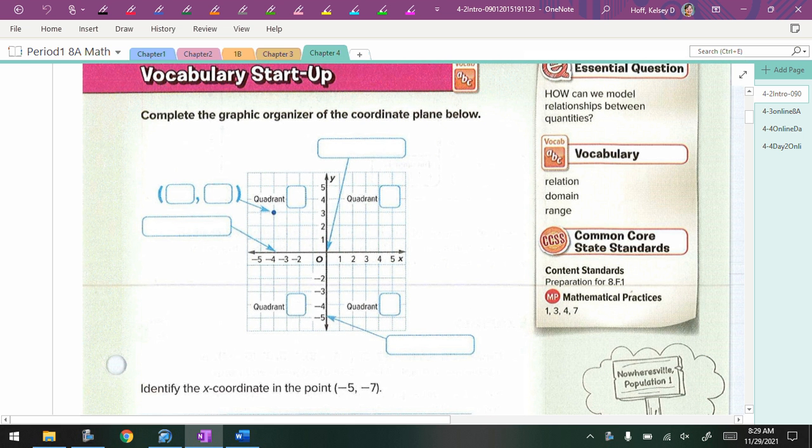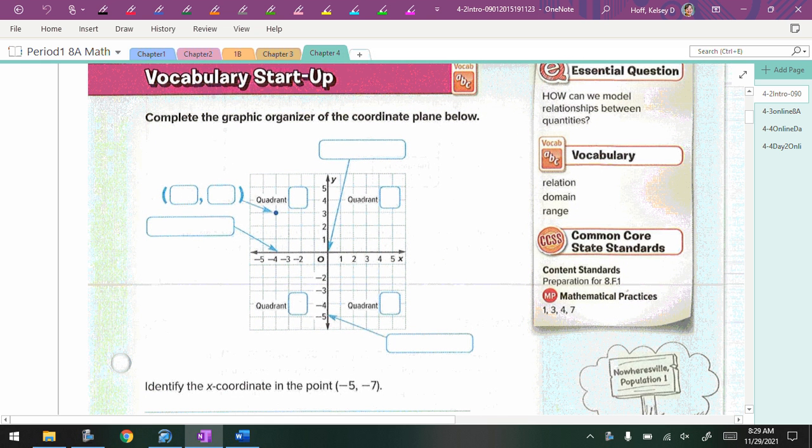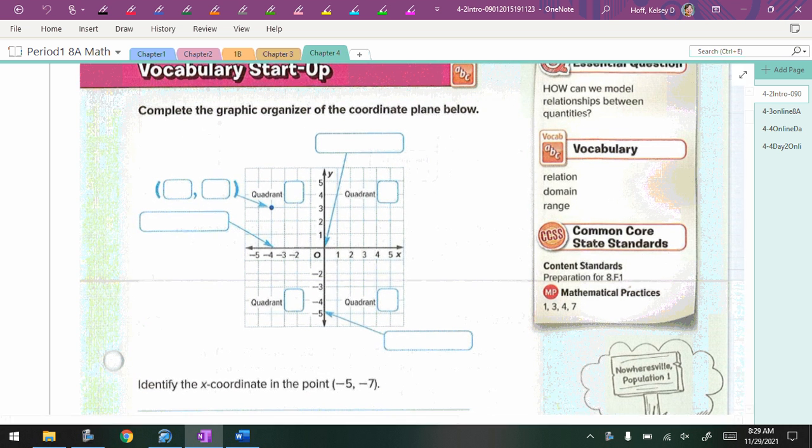What is the middle of a coordinate plane called? What do we call this point? The origin. Nicely done. That is called the origin. O-R-I-G-I-N. Origin.